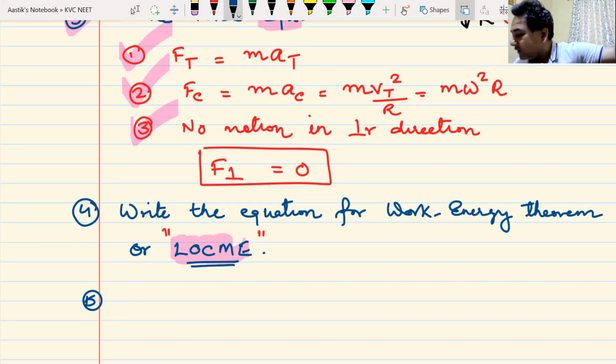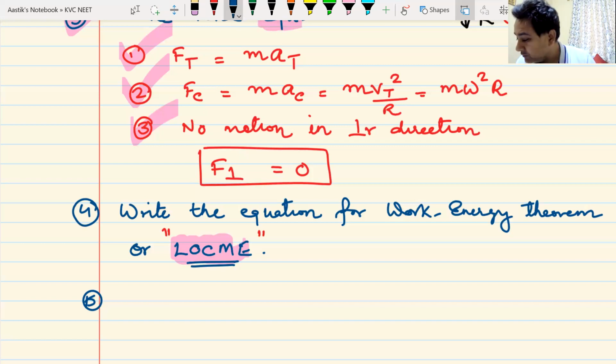So write the equation for the work energy theorem or LOCOME. So we'll write that fourth equation. What is the fifth step? In the fifth step, nothing has to be done. No, everything has to be done in the fifth step, because right now we have just written the equations. These equations will have some unknowns and some knowns as well.